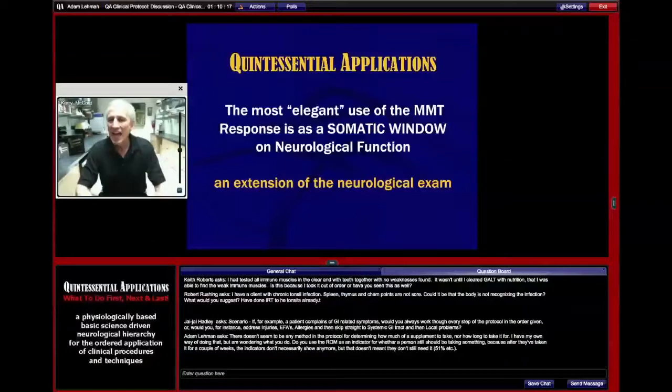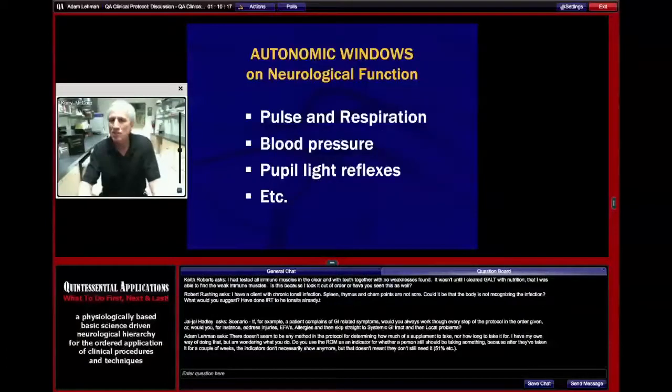So the most elegant use of the manual muscle test and response, we say, is a systematic window on neurological function, an extension of the neurological exam. Why do we say that? Well, we have autonomic windows on neurological function. All of us use these autonomic windows. We take pulse and respiration. We take blood pressure. We look at pupil light reflexes. In essence, aren't these truly muscle tests? Maybe smooth muscle tests, but aren't they muscle tests?